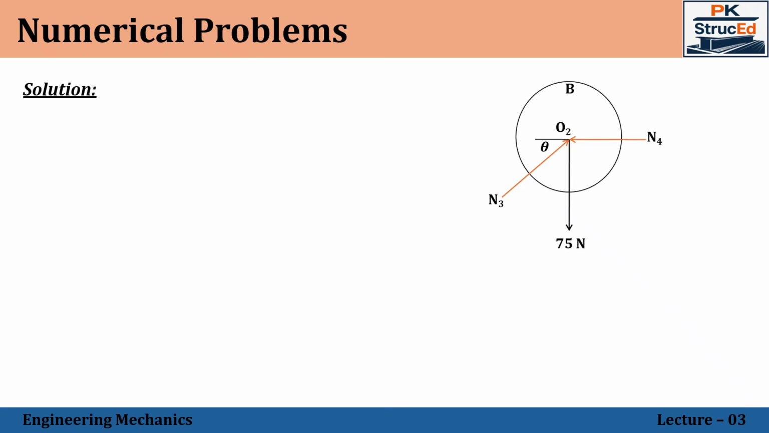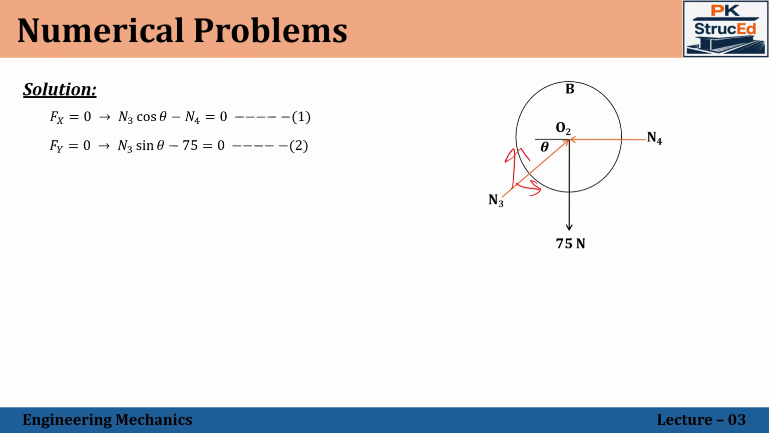Now write the equilibrium equation Fx equal to 0, in which N4 is acting in the pure horizontal direction, toward the left side. So it will be minus N4. Whereas for N3, resolving this force, this is the horizontal and this will be the vertical. So the horizontal will be in the positive direction. The angle is given with respect to the x-axis itself, so in that case it will be N3 cos theta, positive. And theta has already been calculated.